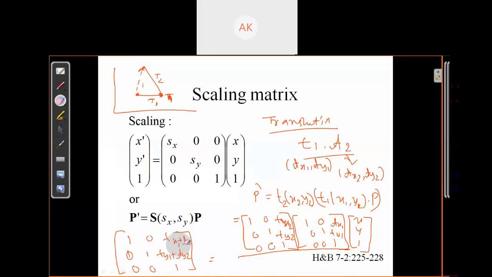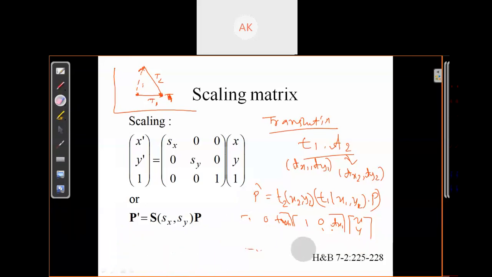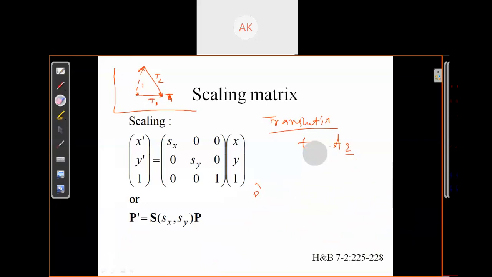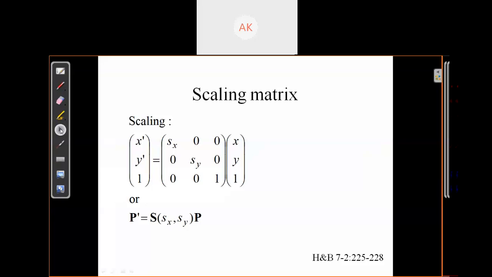In the same way, you can apply rotation. Suppose you want to rotate an object with theta 1, then theta 2, which means we are applying rotation two times. A sequence of rotations means first we rotate the object with theta 1, then after rotating, we again rotate this object with angle theta 2.